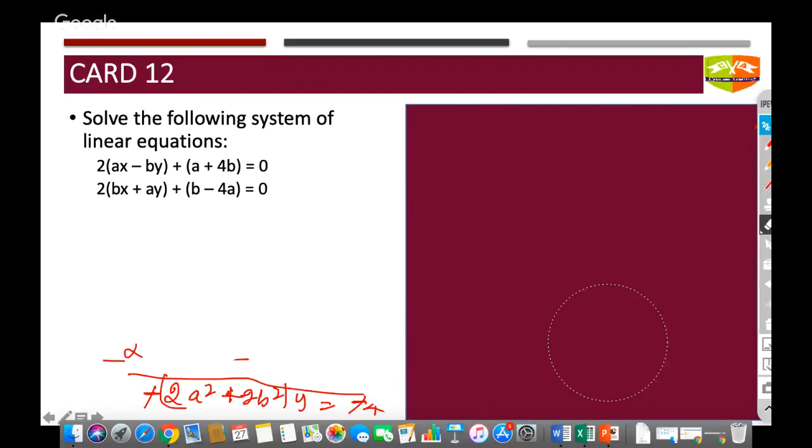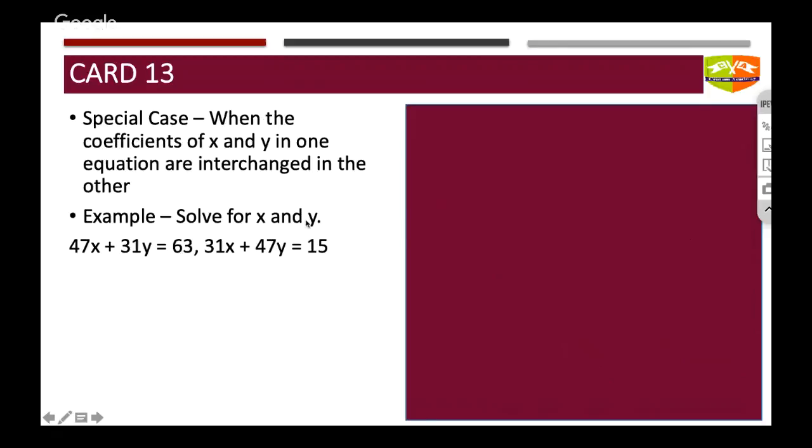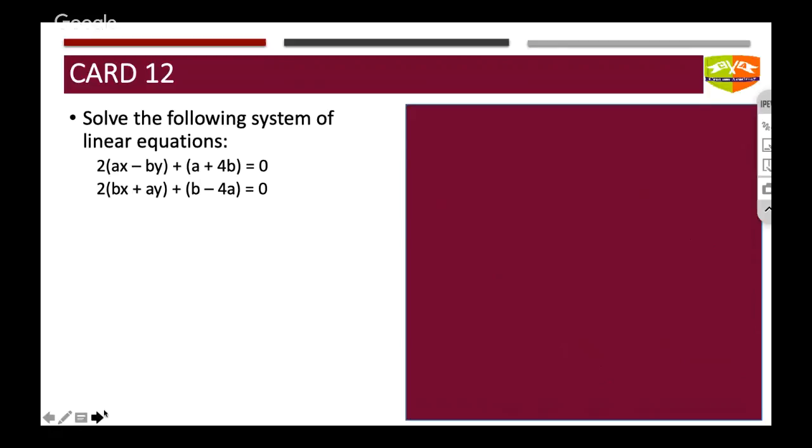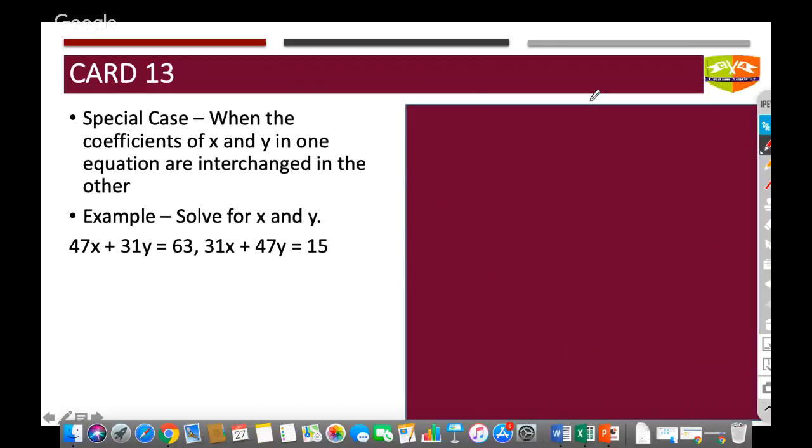Wherever the method is not mentioned, please identify which method is suitable for you, and the same method has to be used. Now let me take this equation. I have taken a special case. What does this special case mean? The special case is 47x plus 31y is equal to 63, and 31x plus 47y is equal to 15. What this means is I am interchanging the coefficients of x and y in both the equations.